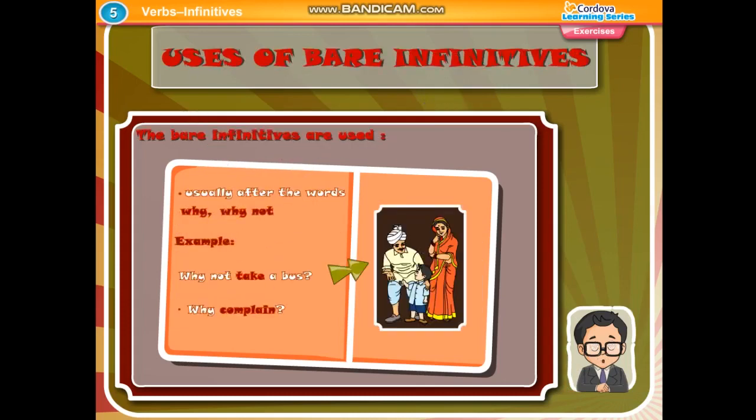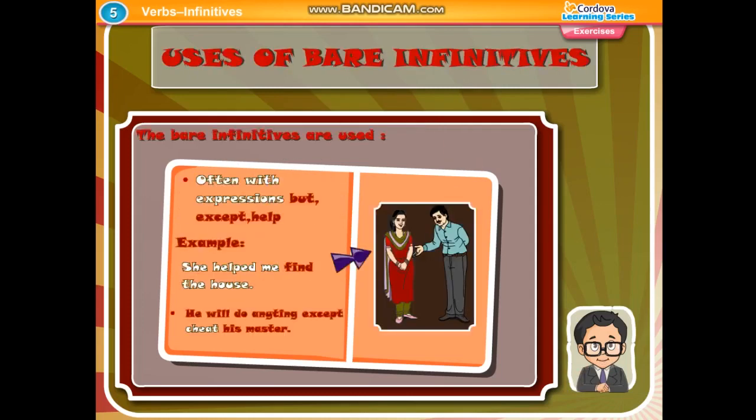Usually after the words why, why not. Example: why not take a bus? Why complain? Often with expressions but, except, help. Example: she helped me find the house. He will do anything except cheat his master.